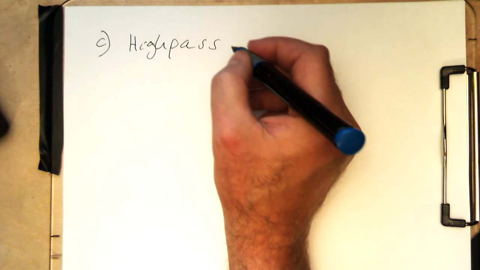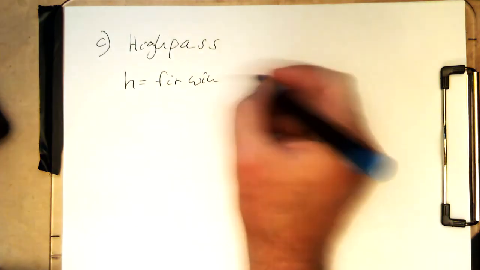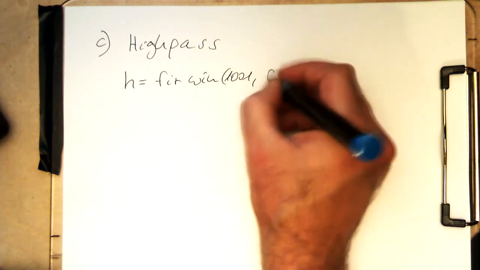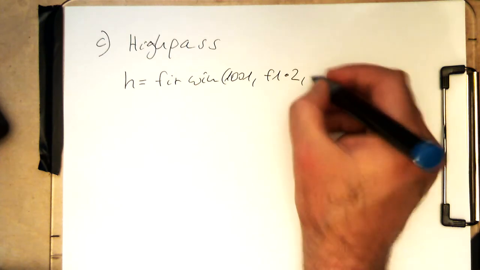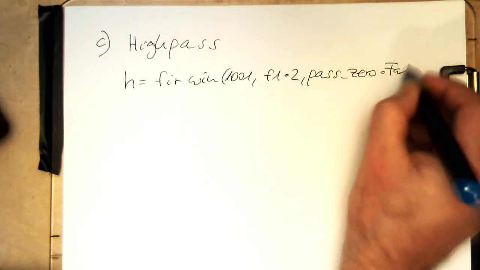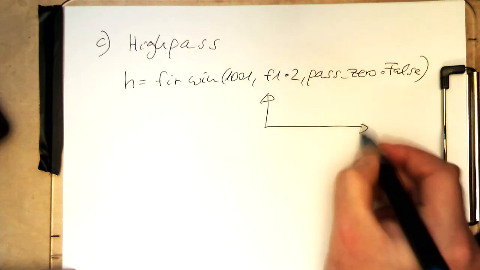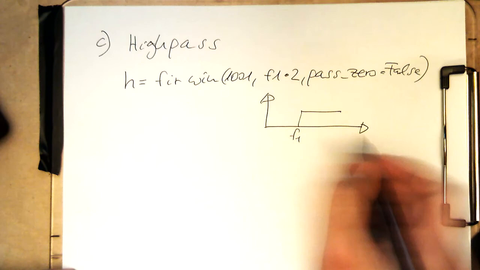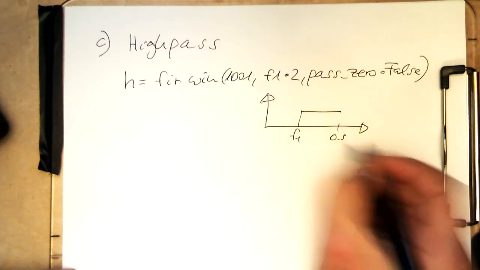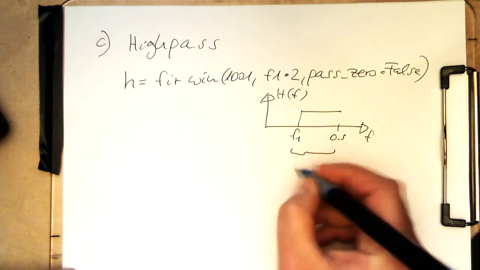So let's do a high pass filter. High pass filter, and so that's h equals FIR win multiplied by 2, and then bandpass 0 equals false. So this means again, for the high pass filter, we have here the frequency f1, and then this goes up to 0.5 in our normalized frequencies here. And again, so that's our bandpass here.